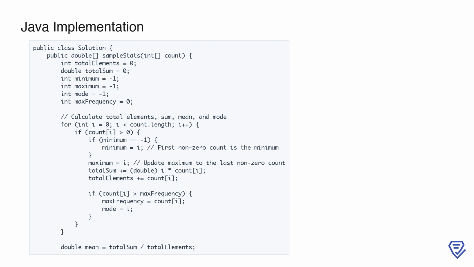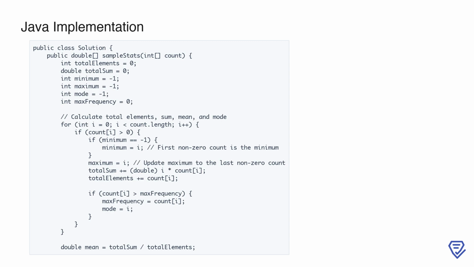Here, we begin our Java implementation by defining the sample_stats method, which takes an integer array count as input. This array represents the frequency of each value in the sample, where the index corresponds to the value itself. We initialize several variables: total elements to track the total number of elements in the sample, total sum to calculate the cumulative sum of all values, and minimum and maximum to store the smallest and largest values with non-zero counts. We also initialize mode and max frequency to identify the value with the highest frequency.